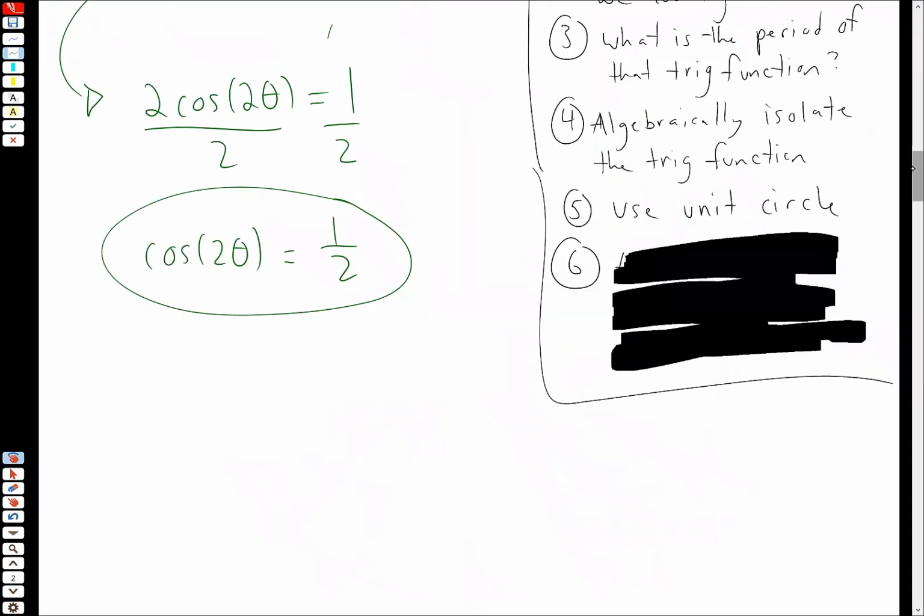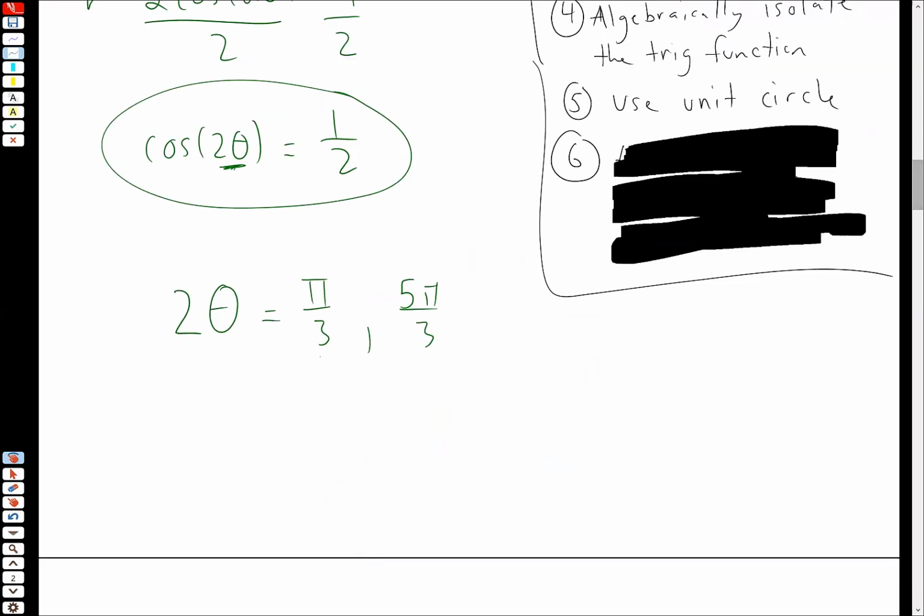Now normally what we would do is say theta is equal to pi over 3 and 5 pi over 3. But notice we don't have a theta inside here, so we have to be a little bit more careful. We have to say that 2 theta is equal to pi over 3 and 5 pi over 3. So solving for theta, we get theta is equal to pi over 6 and 5 pi over 6.